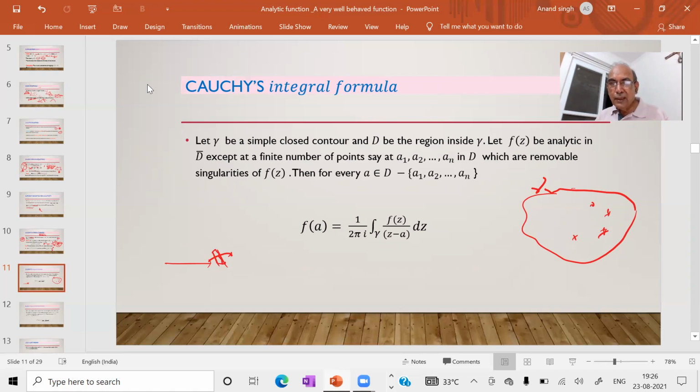Let A be any point other than this. So A is any point other than this. Then I can calculate f of A. F of A is given by 1 over 2 pi i integration over gamma of f(z) over z minus A dz. Well, it's a very fine theorem. But now again, let's see the beauty of this particular theorem.